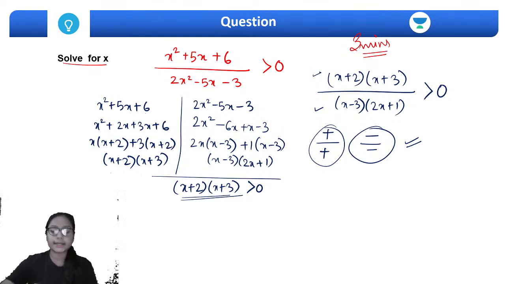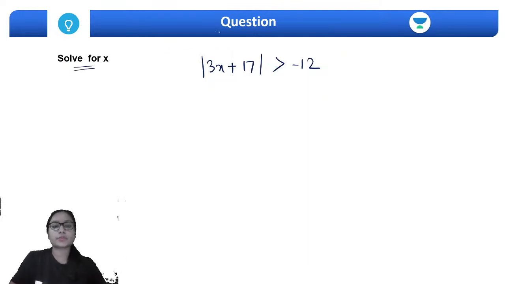Okay. Alright, let's see the next question. I'll come back to this question. This question would be quite lengthy because I have to consider two cases. Alright, I'll come back to this question later. Let's solve for this question. So this is the question. Please try to answer it.